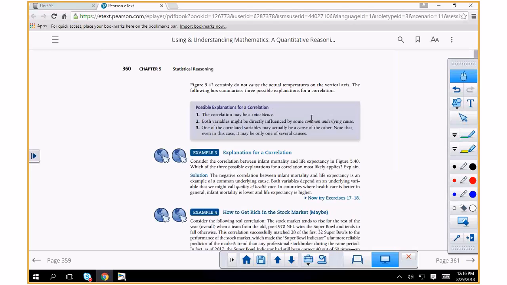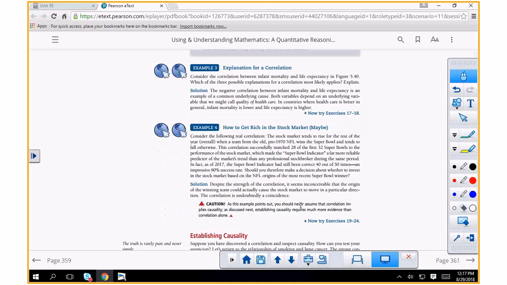The correlation may be a coincidence. Both variables might be directly influenced by some common underlying cause. Again, yes, when you start talking about there's an increase in crime, an increase in pickpocketing, when there's concerts at the Anderson Civic Center. Or you could say there's more car crashes when there's an increase in pickpockets and there's a concert at the Civic Center. There's an underlying cause there because there's a lot of people in a small place. So yes, you're going to have one or two things happening there. One of the correlated variables may actually be a cause of the other. And the best one to remember is the weight of your vehicle versus your gas mileage.